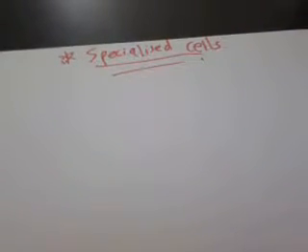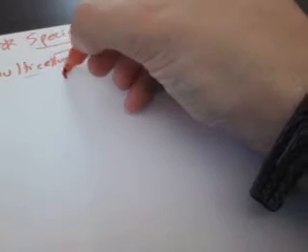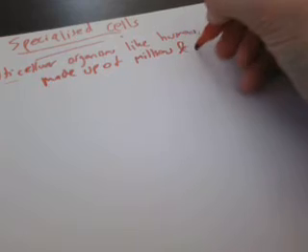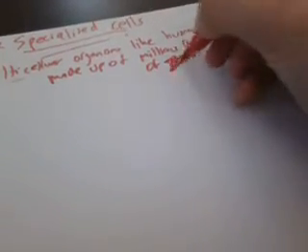Okay, in this video I want to talk about specialized cells. Now, in multicellular organisms, remember multi means many, cellular means cell, organisms means living things. So many living things with many cells. In multicellular organisms like humans, fish, dogs, etc., they're made up of millions and millions of cells. That's the definition of multicellular organisms. Sorry, cells, not years.